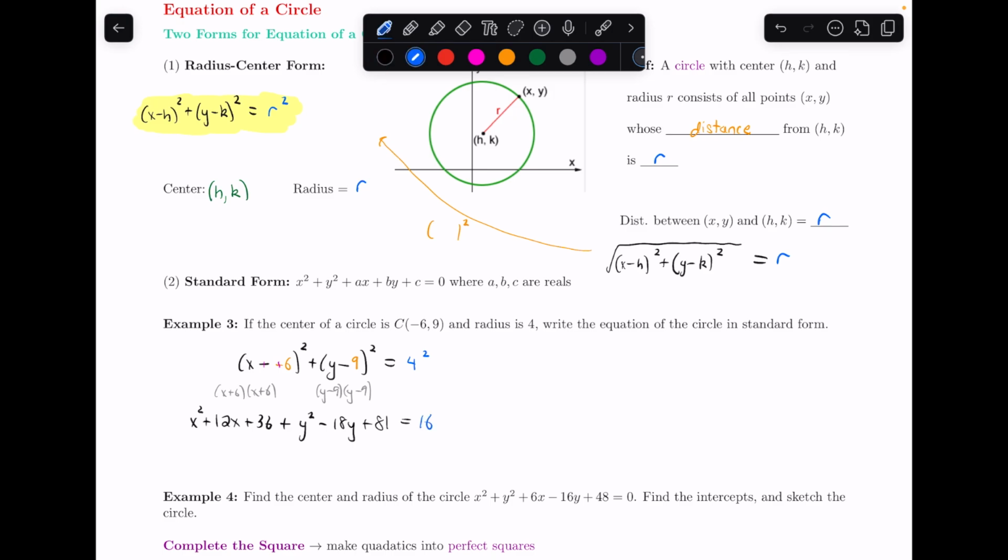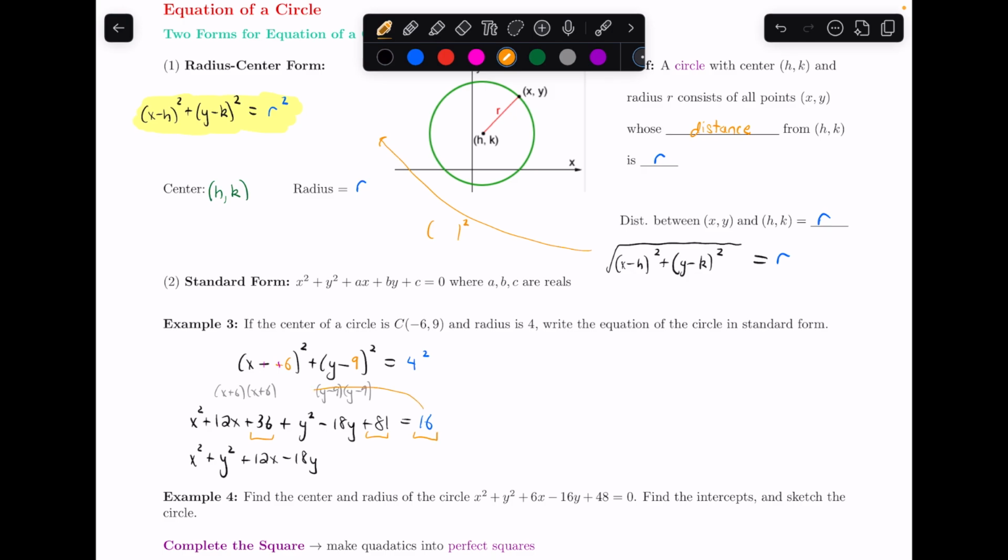And now to put it in my standard form, well, we write the x squared and the y squared first. So x squared plus y squared. Then you write the terms with x and y. So plus 12x minus 18y. And then you collect all the terms that don't have any variables together. So that's the 36, that's the 81, and it's the 16.